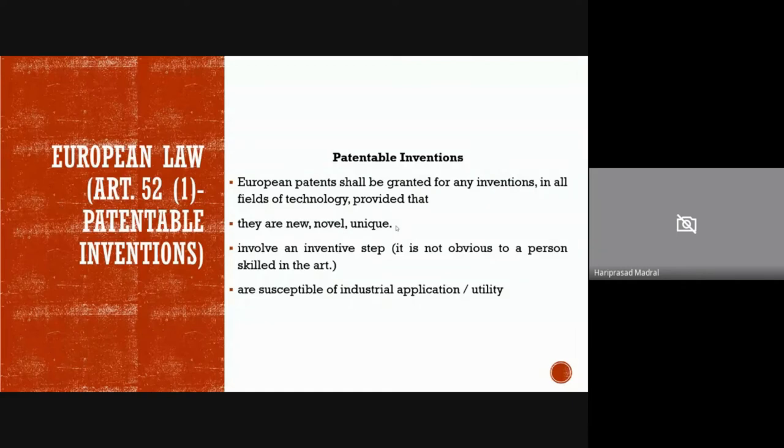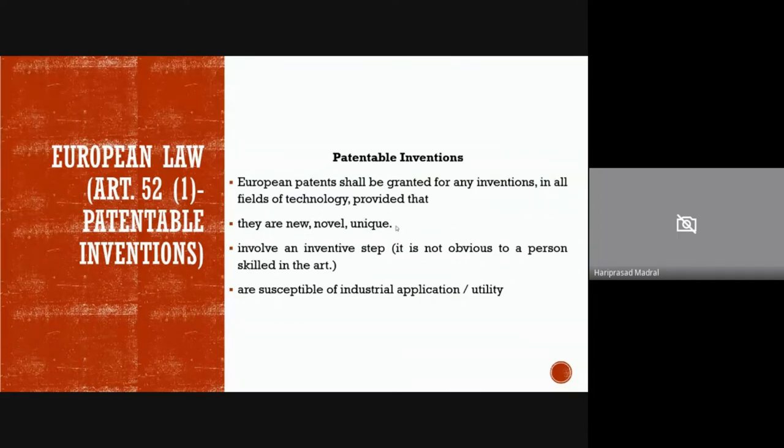When we move on to the European geography, as everyone knows, European countries are considered a union. Even though there is a European law which is applicable to member countries, the member countries also have their own set of laws, where they go through different criteria and different prosecution processes, and then they issue the rights to a particular assignee in that specific geography.